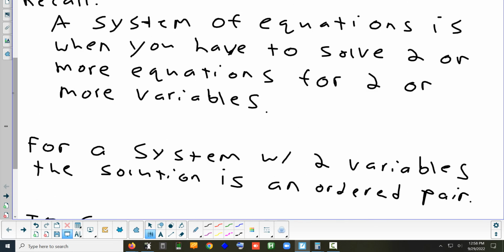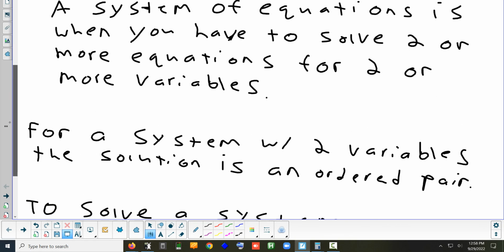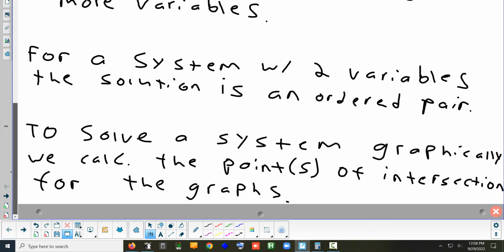Now, if you think about graphs, if you draw 2 different pictures and you want to know where the pictures are equal to each other, that's where the 2 pictures would cross. So graphically, where 2 things cross is the solution to a system of equations. It's where the graphs cross. Or you could also say it's the point of intersection.